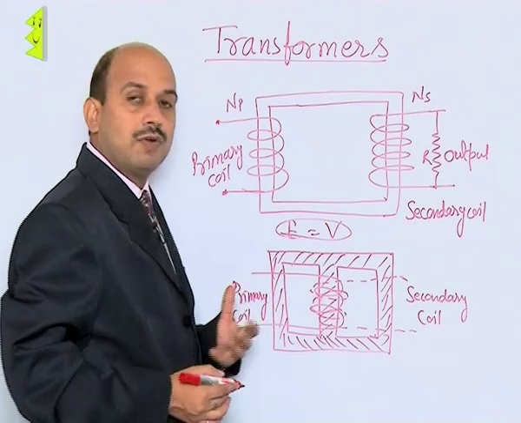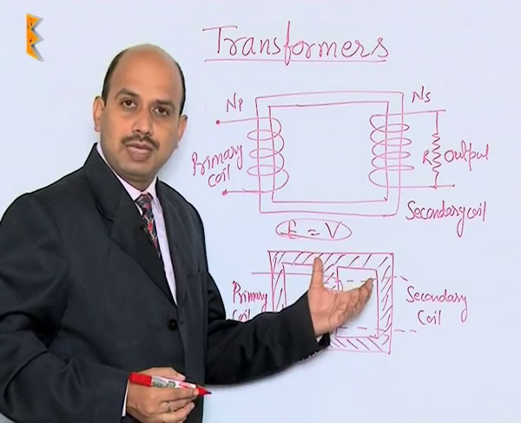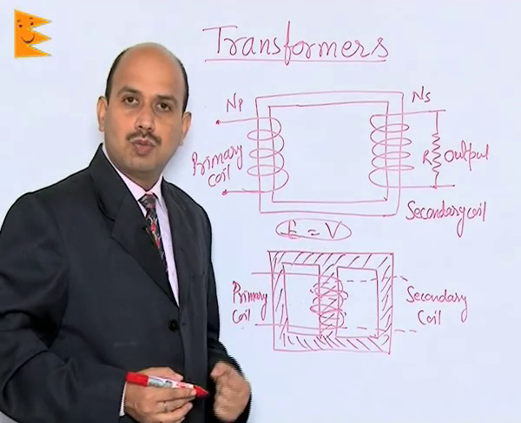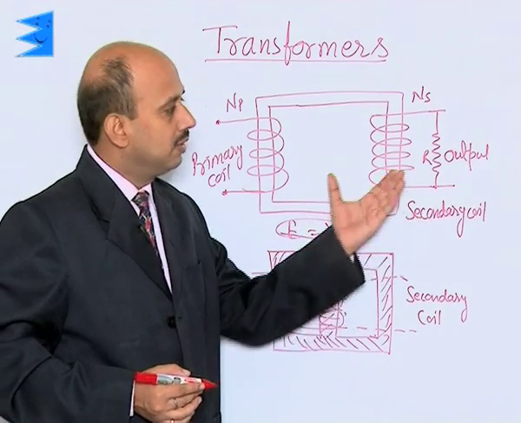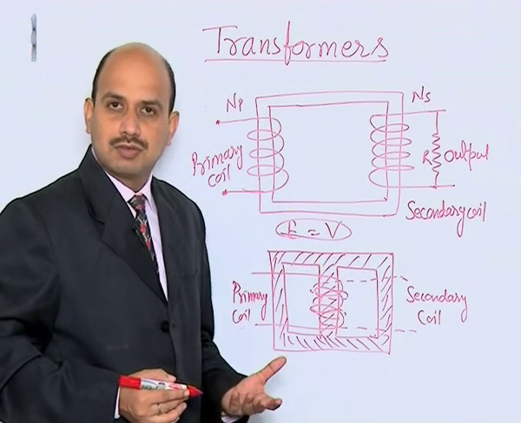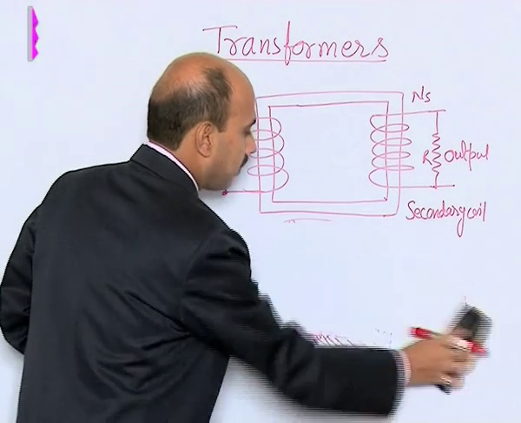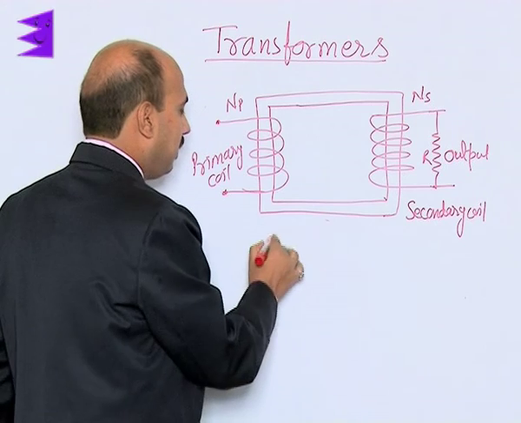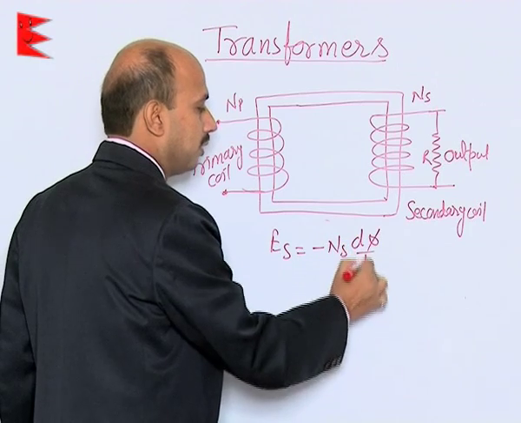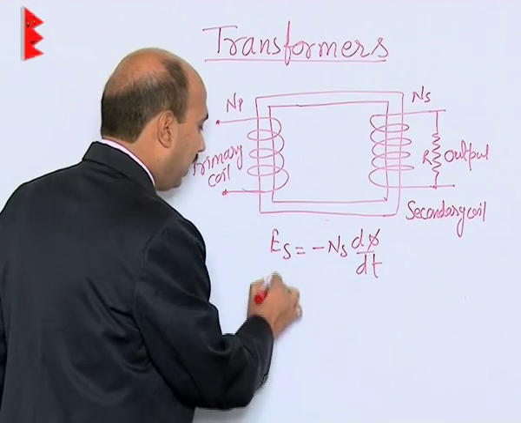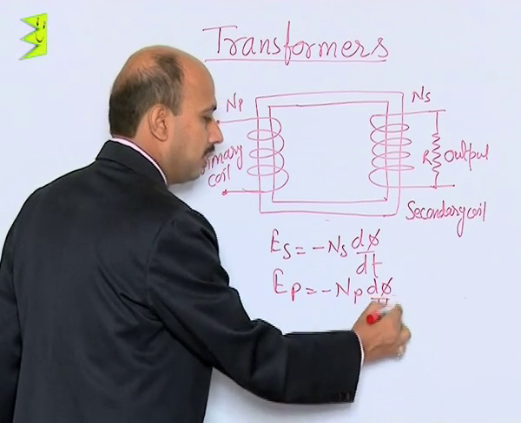So, when the EMF or alternating voltage is applied in the primary coil, mutual induction takes place and EMF is induced in the secondary coil. Whatever EMF is induced in the secondary coil, due to change in the magnetic flux linked with the secondary coil, depends on the number of turns. So we can write EMF in the secondary coil as minus Ns dφ/dt. Similarly, EMF in the primary coil is minus Np dφ/dt.